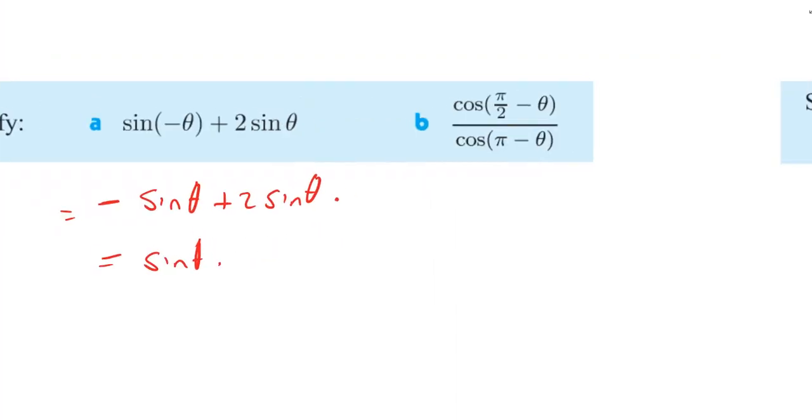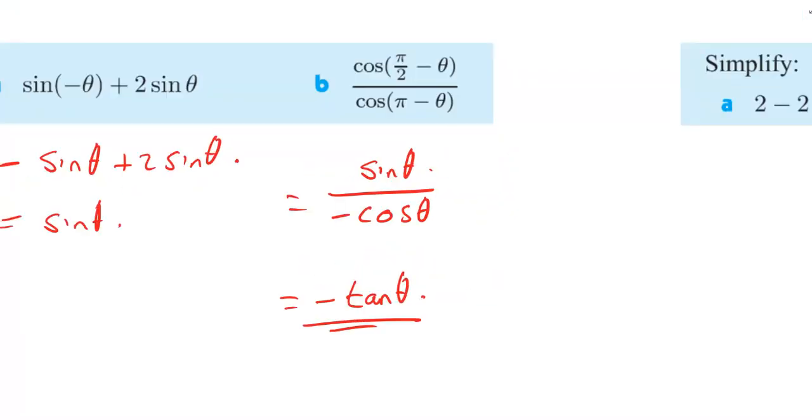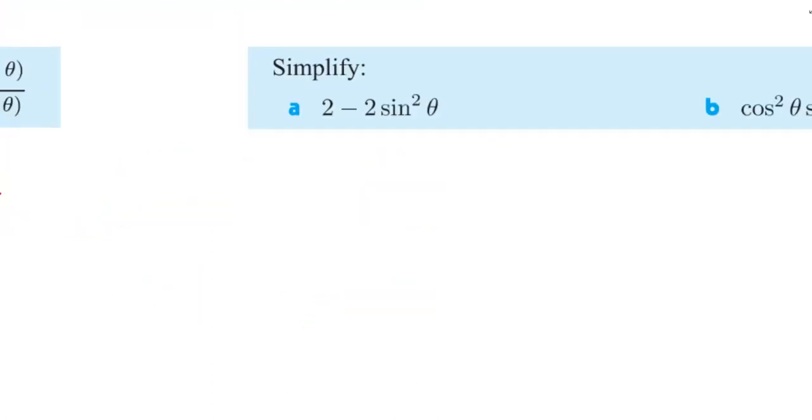In B, we've got another swap to perform. We should be able to spot that cosine of pi over 2 minus theta is identical to sine theta, and cosine of pi minus theta is identical to minus cosine theta. So from there, again, we haven't finished. We need to recognize as well that sine theta over cosine theta is tan of theta. So we end up with minus tan theta as our final simplified expression.